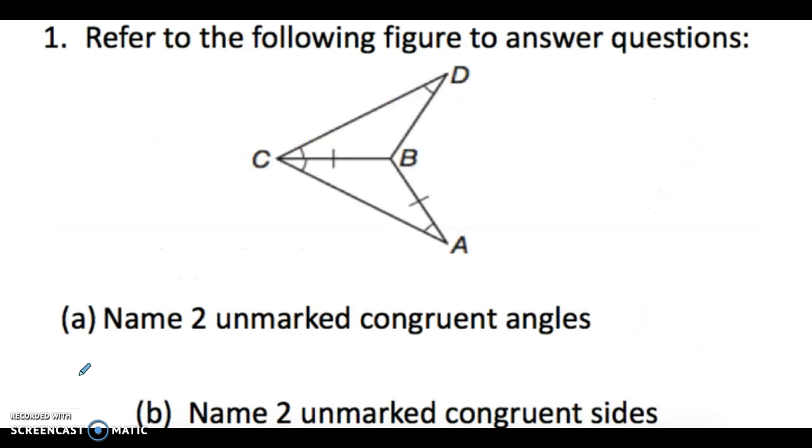So on number 1, refer to the following figure to answer the following questions. A, name two unmarked congruent angles. So look at this figure and see if you can figure out what two unmarked congruent angles are.